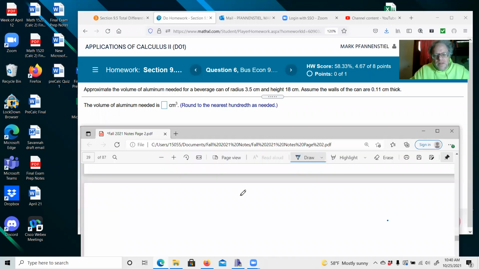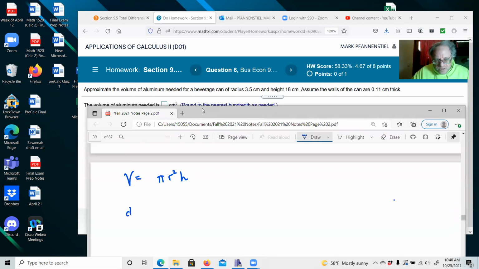Okay. So what we're going to note is that the volume is equal to pi r squared h. And since this is the chapter on differentials, we're going to go ahead and see what's going to happen here. So this is the dV part of it. Okay, so what we're going to do is say that this is going to be dV by dr times dr plus dV by dh times dh. Okay, this is one of these funky d's.